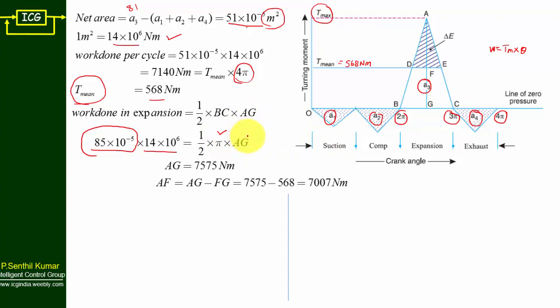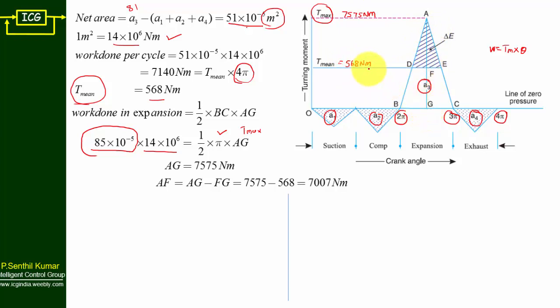Then AG is the value I need to find, T max. So AG is nothing but T max. Now all the values are known except T max. Now rearrange all the terms. When you reduce all these terms, you will get AG equal to 7575 newton meter. This is 7575 newton meter. Now I can find the AF value. So what is AF?